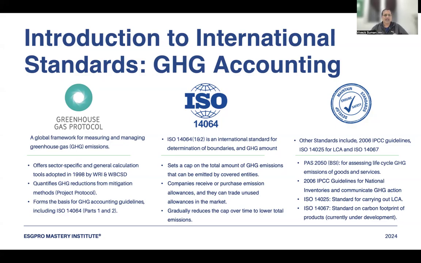They started this development. Later on, of course, it was adopted by an international body. This offers sector-specific and general calculation tools, and was adopted in 1998. From 2001 onward, you will see it was adopted across corporates for their carbon emission calculations. It quantifies the GHG emissions from a company, and it also enables people to have reduction and mitigation plans. There are 7 different protocols under the Greenhouse Gas Protocol.